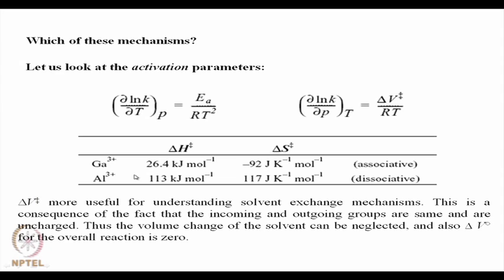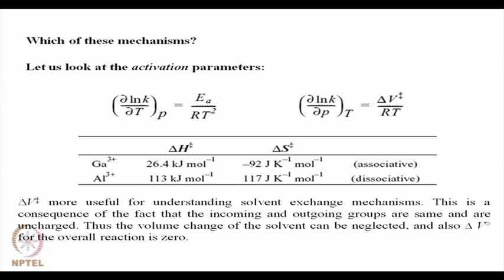We have got two examples, gallium 3+ and aluminum 3+. For both of them delta H is positive, 26.4 kilojoule per mole in one case and 113 kilojoule per mole in the other, and delta S in one case is minus 92 joule per Kelvin per mole, and in the other case it is plus 117. First case, for gallium, it is minus 92, and for aluminum it is 170.